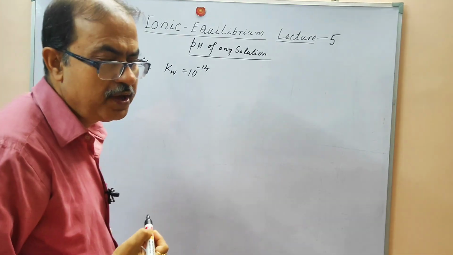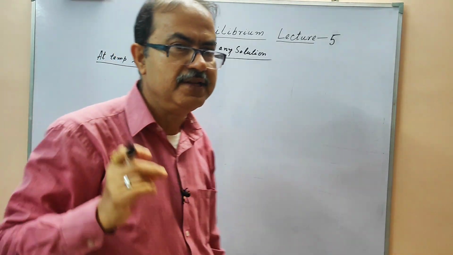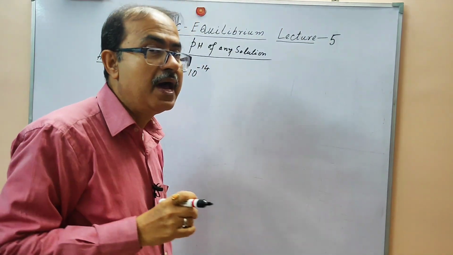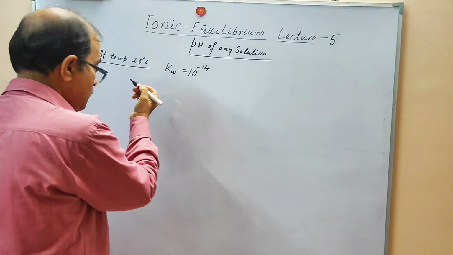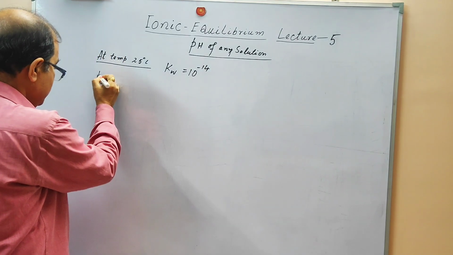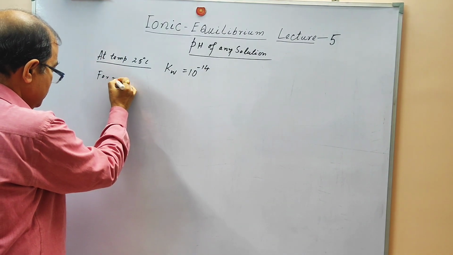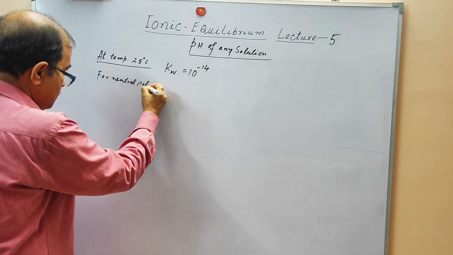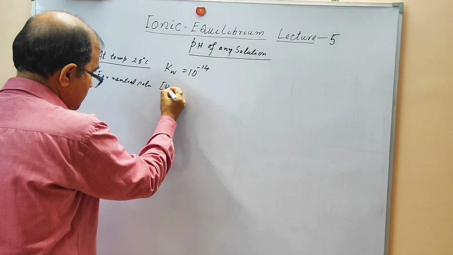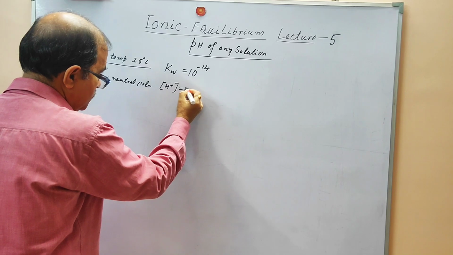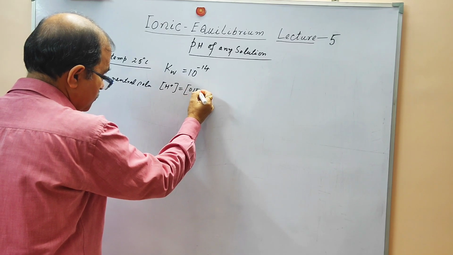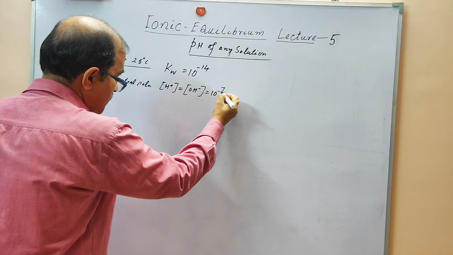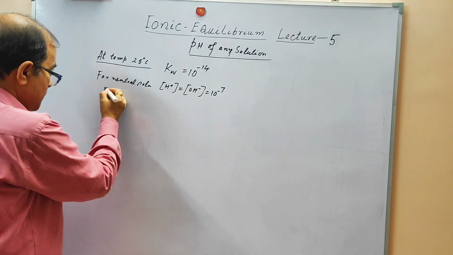And it is fixed for any type of solution, whether it is a neutral solution, an acidic solution, or an alkaline solution. For a neutral solution, the molar concentration of hydrogen ion and the molar concentration of OH minus ion will be the same, and it will be 10 to the power minus 7.